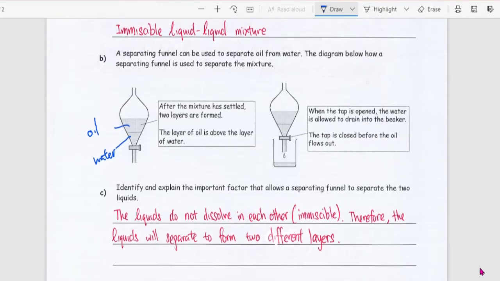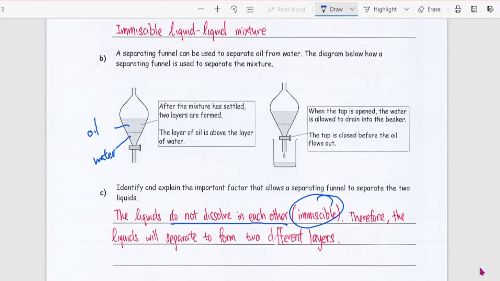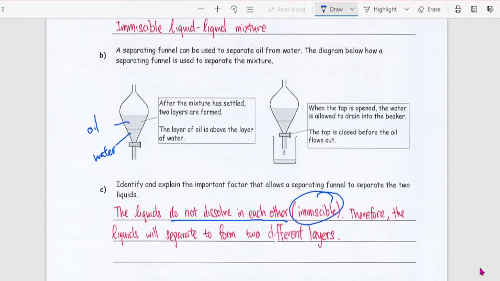Identify an important factor that allows the funnel to be used. It's the idea that the liquids do not dissolve in each other, so they are immiscible. Therefore, you can form two distinct layers, and thus you can use the separating funnel. It's actually quite a simple device that can be used to separate an immiscible liquid-liquid mixture.